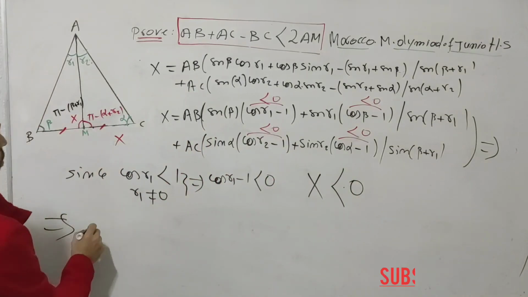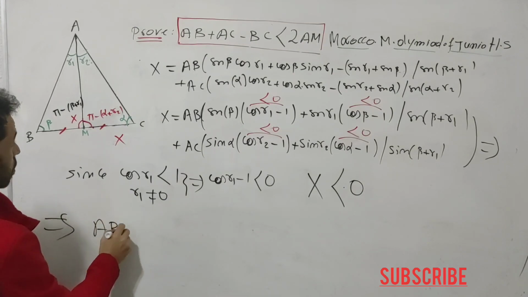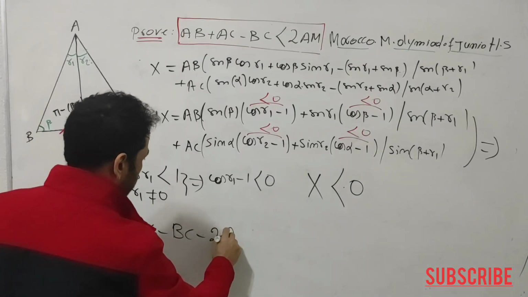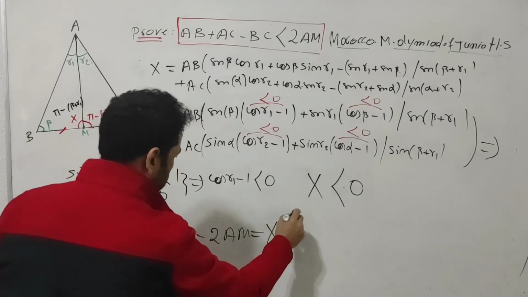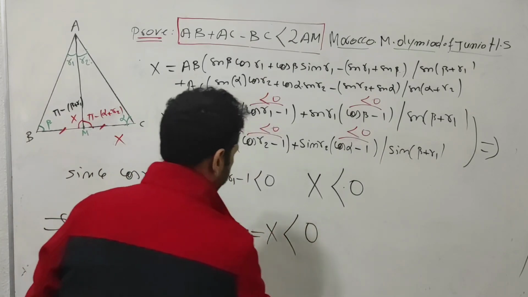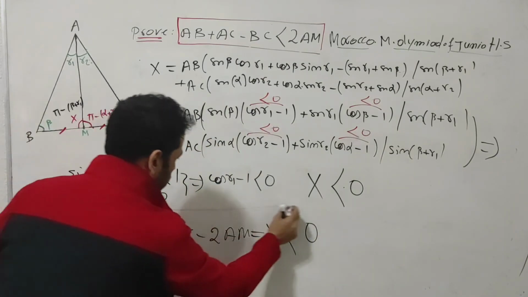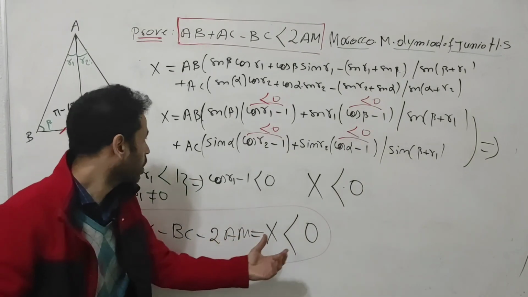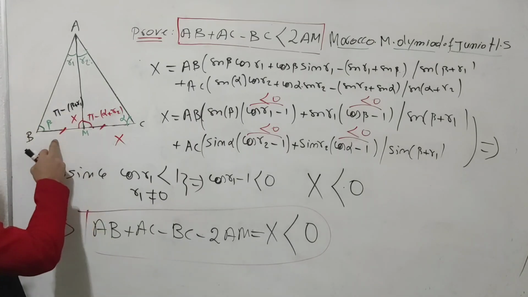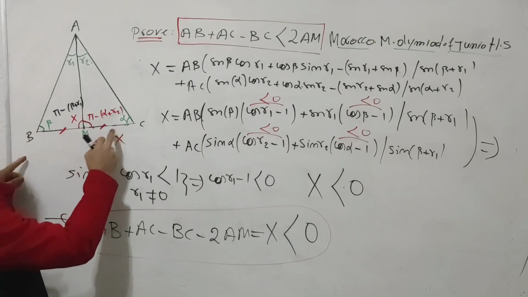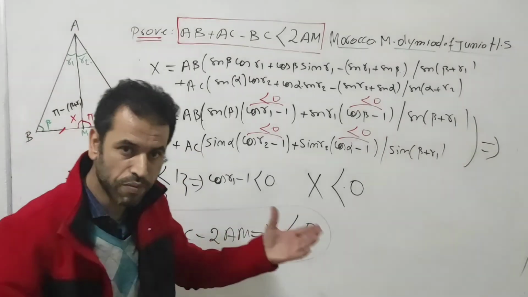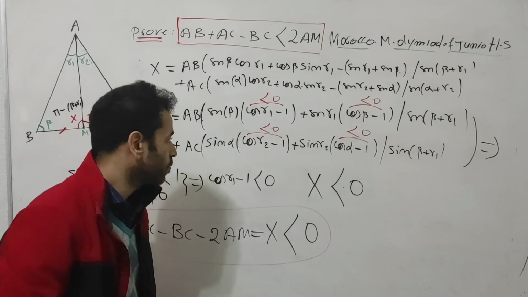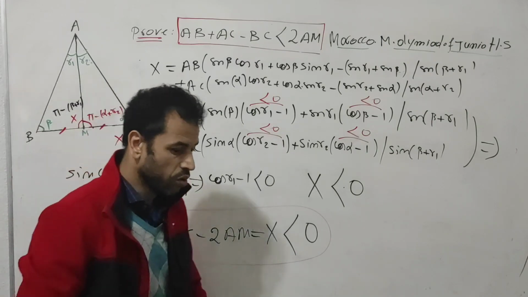Finally, AB plus AC minus distance BC minus 2 times EM equal the capital X is strictly inferior than 0. Okay? Finally, I have proven this problem. If you take a look at this problem, I didn't use the M as a midpoint of the segment BC. I just did the general proof, and then I found this one is strictly inferior than 0. Okay? So I am done with this problem.